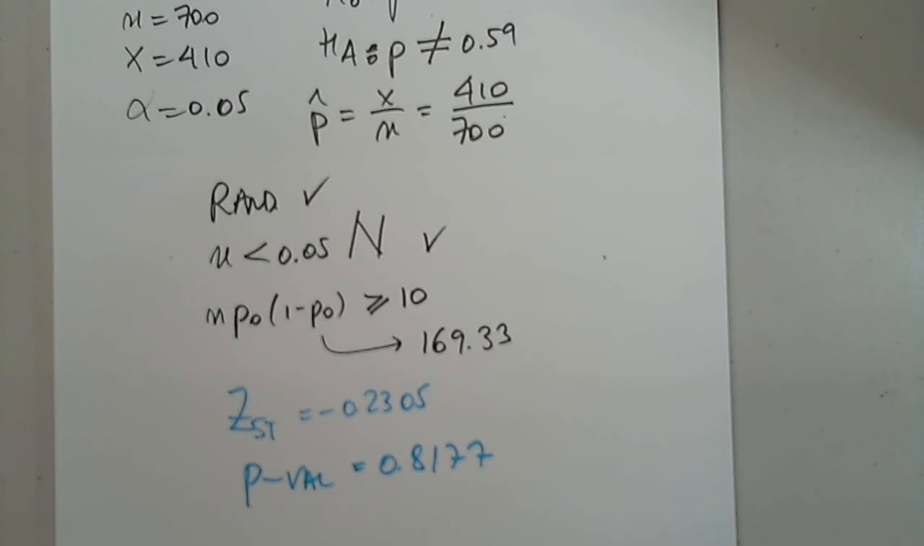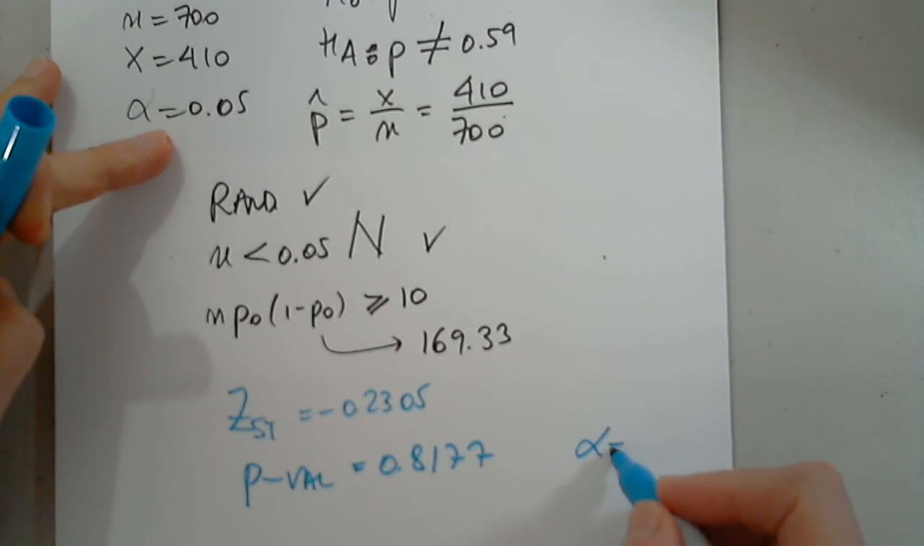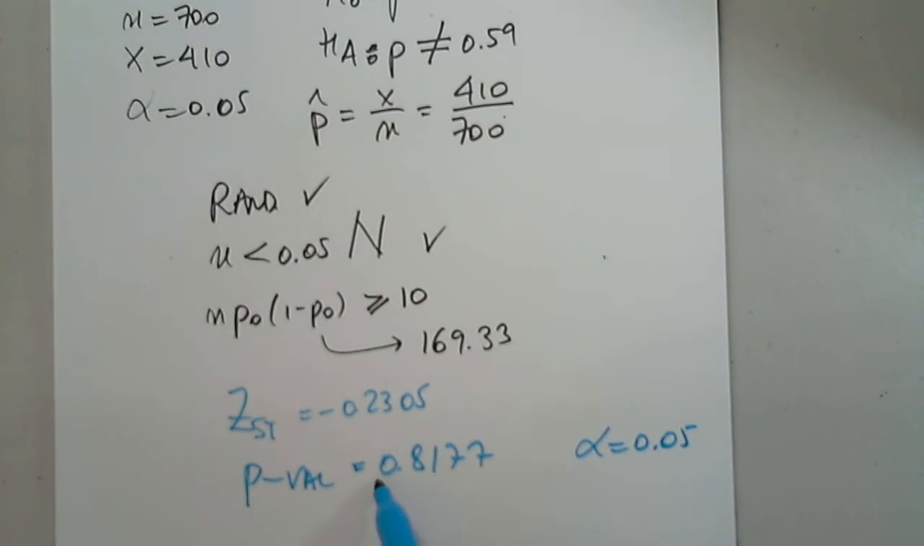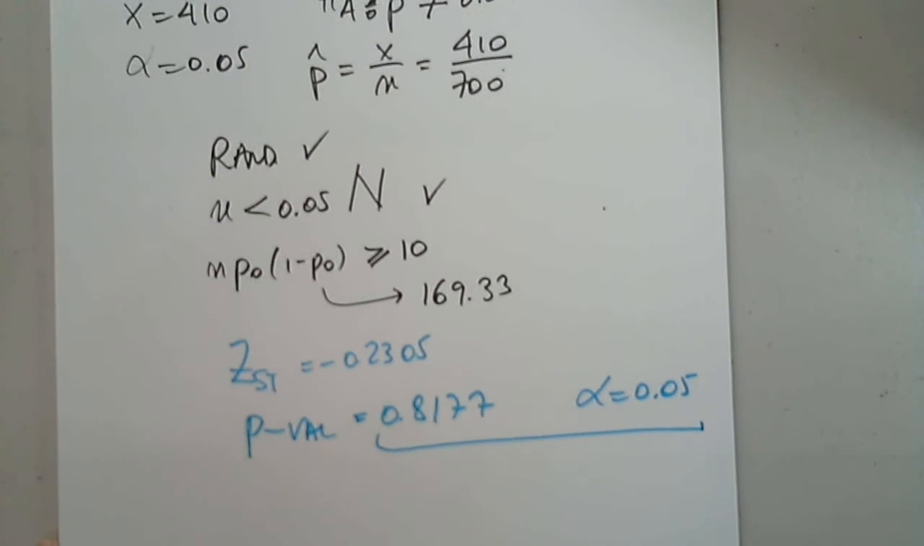Determine the p-value. Gee whiz, amazing. It says round to 3 decimal places, 0.818. Okay, so let's stop for a second. This is the p-value, and alpha is 0.05. Compare and tell me what we do.